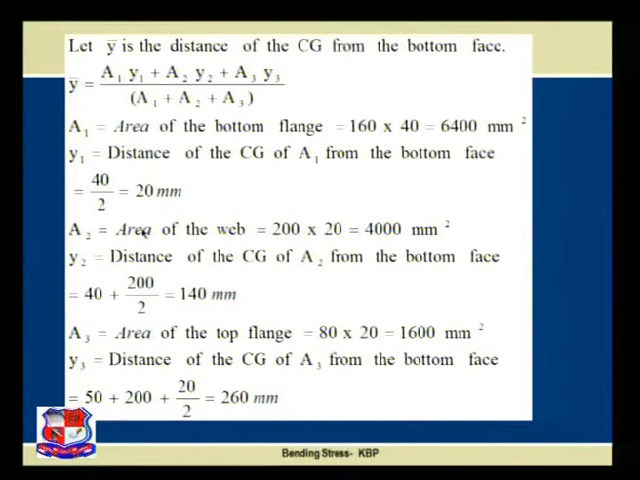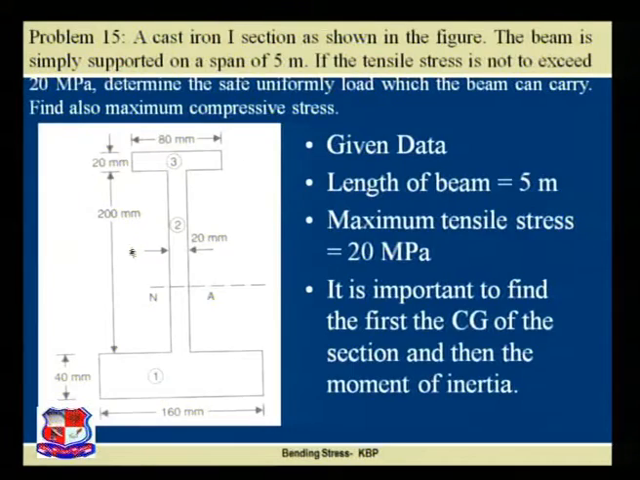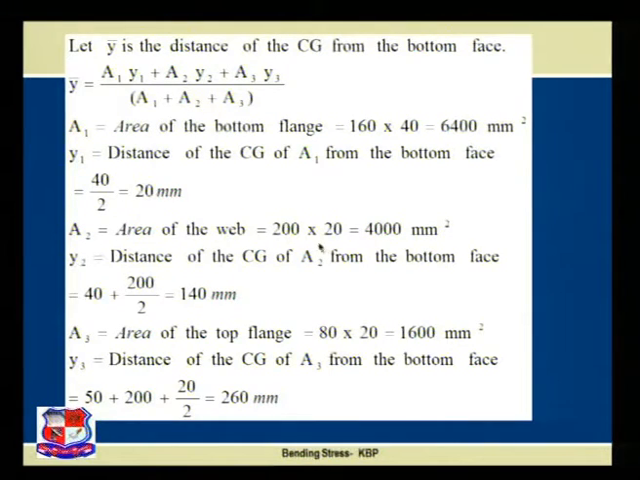Now A2. A2 is the area of web. What will be the area of web? Please refer to the previous figure. Area of web is nothing but the thickness of web and available depth, that is 200 multiplied by 20, which is nothing but 4000 millimeter square, where y2 is the distance of the CG of the area A2 from the bottom face, and that is nothing but 40, that is the thickness of flange, plus 200 by 2, that is 40 plus 100, that is 140 mm.